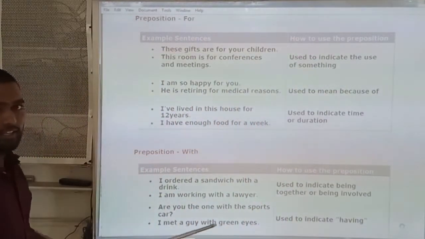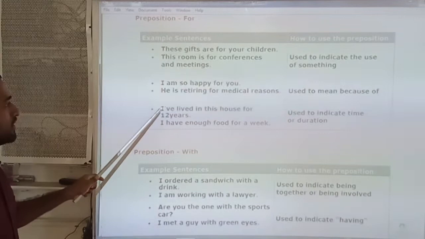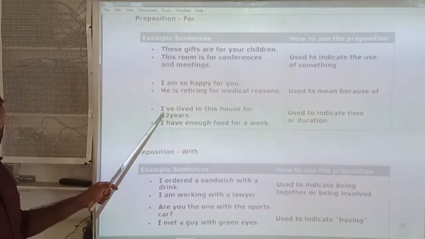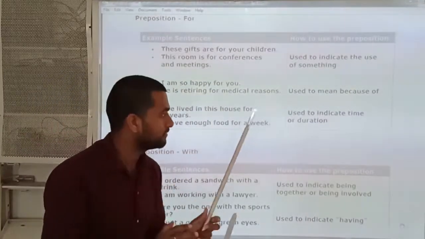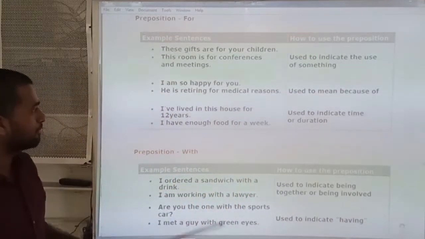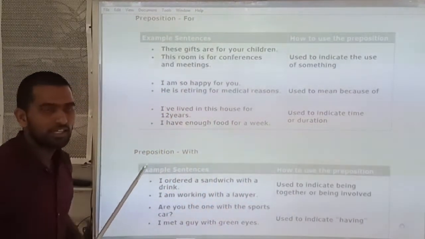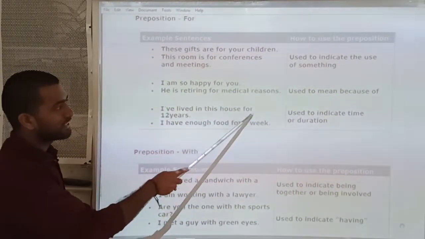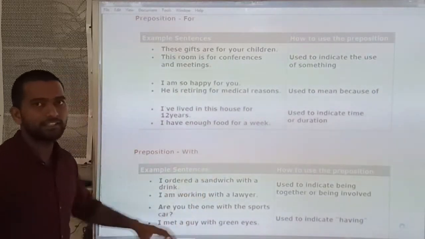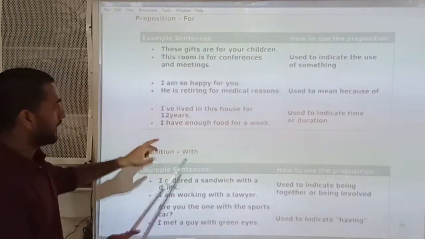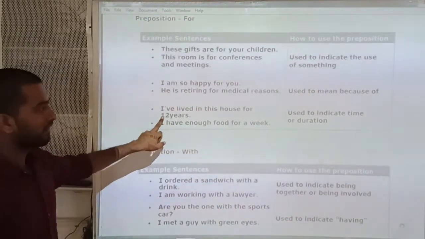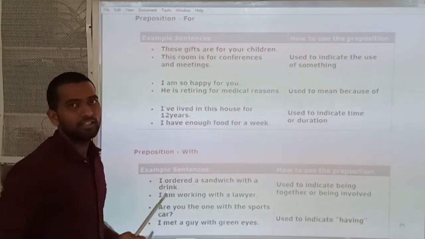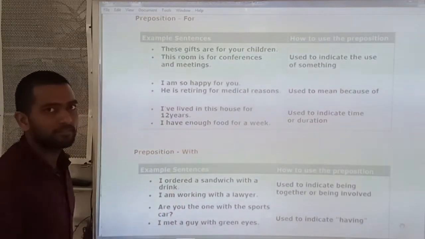Next preposition, sorry. Here look at these examples. I have lived in this house for 12 years. So 12 years is a certain period, that is why we use the preposition for. For example, here in place of 12 years, if 2012 is there, then we must use the preposition since instead of for. Because when there is a point of time, we use since, and when there is a certain period or duration, then we use for.